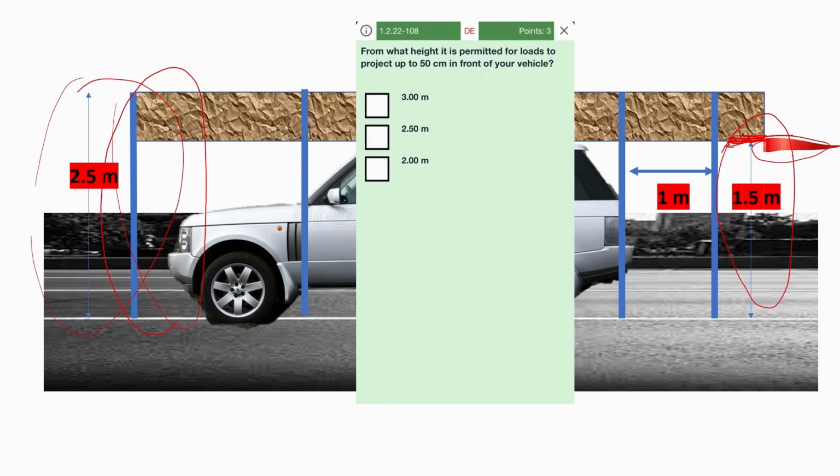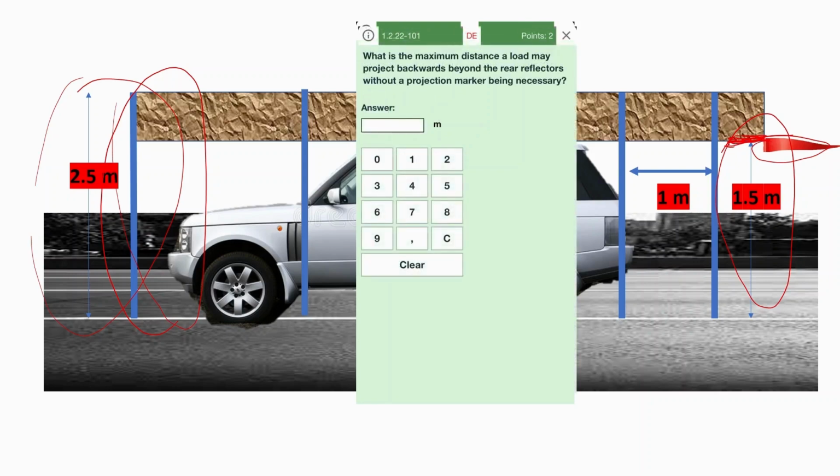Okay, so 2.5 meter is the answer. Let's look at the next one. What is the maximum distance a load may project backwards beyond the rear reflectors without a projection marker being necessary? And this is 1 meter.